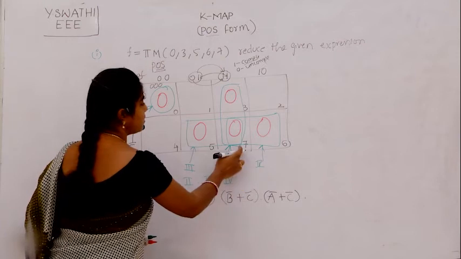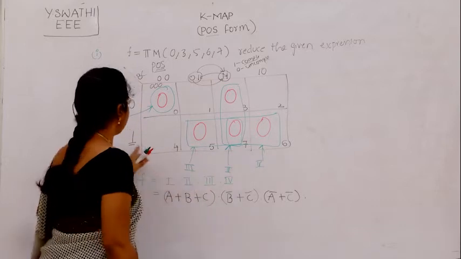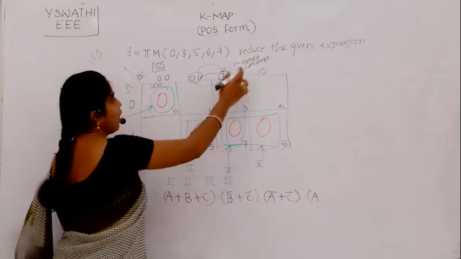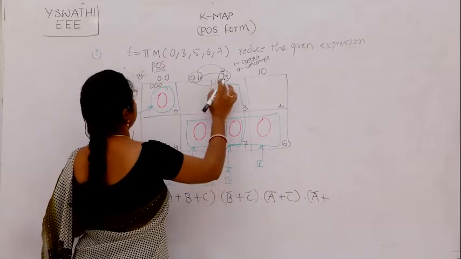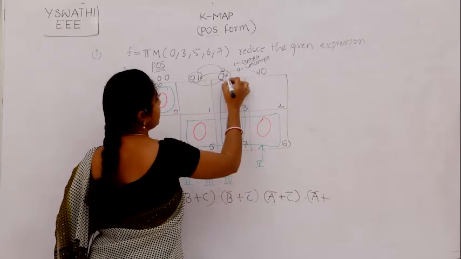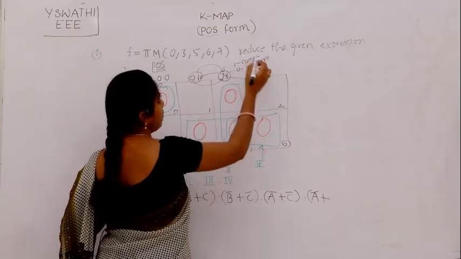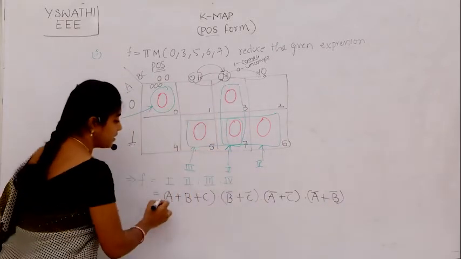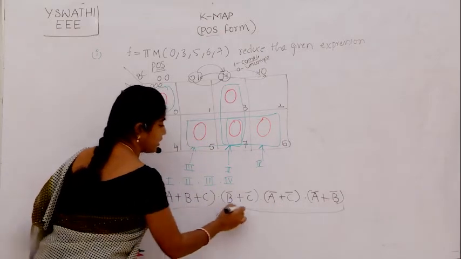The fourth one is the adjacent cells of 6 and 7 grouping. In this 6 and 7 grouping, A is common, unchanged in one form means complemented form. So A bar plus, in this BC is changed from 1 1 to 1 0, meaning B didn't change from 1 but C changed from 1 to 0. So what is the unchanged form of B? That is 1 means complemented, B bar. This is the unchanged form of B. So this is our reduced expression for the given function.